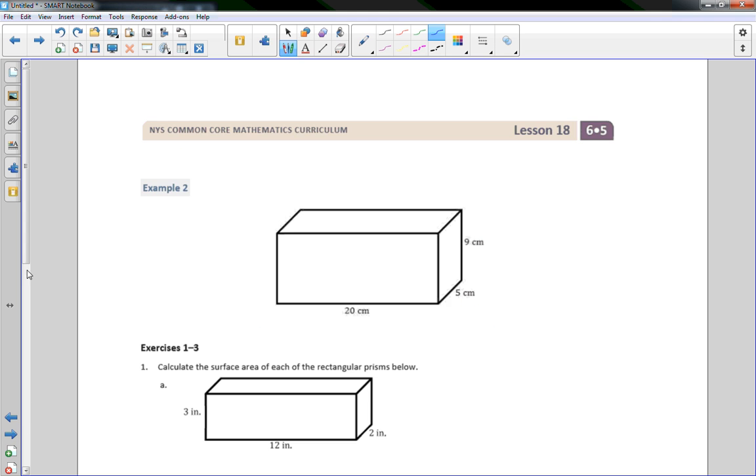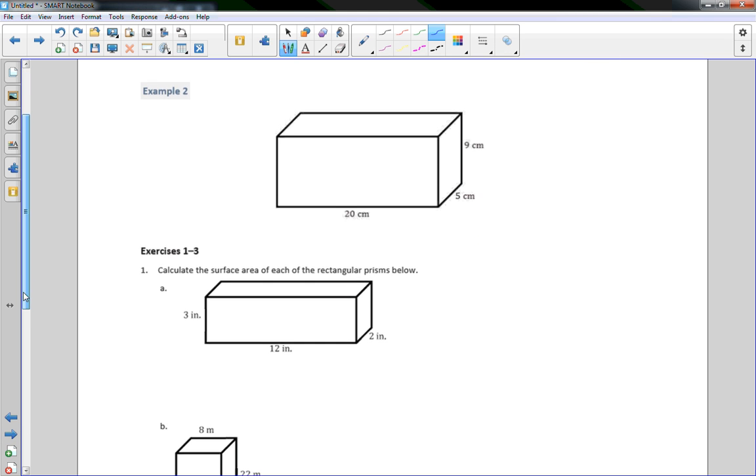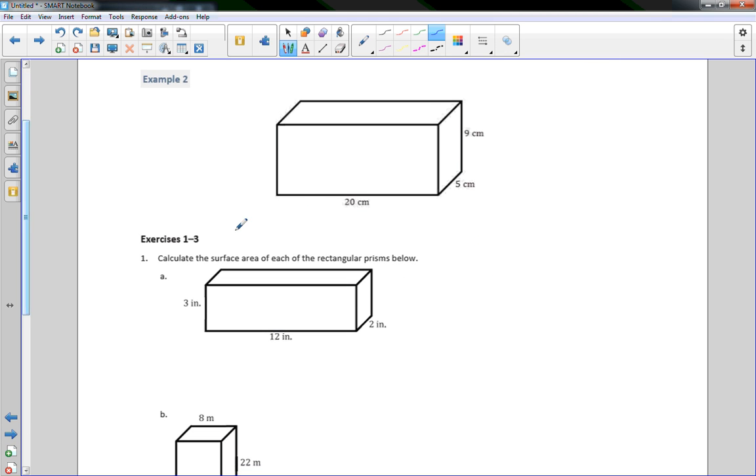Okay, example 2. We have this rectangular prism here. Here they were supposed to work with each other in class and calculate the surface area of the given rectangular prism. So I will do that real quickly. Pause the video, try it on your own, and come back, and we'll check to see if you got the right answer.